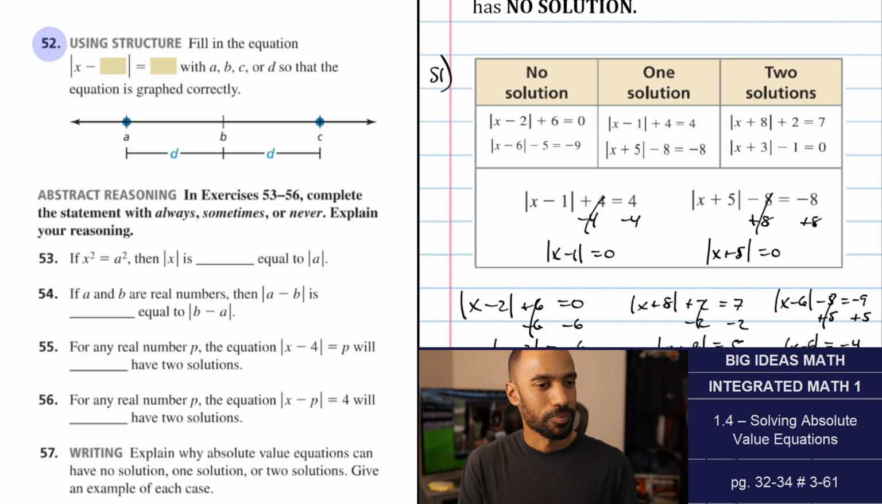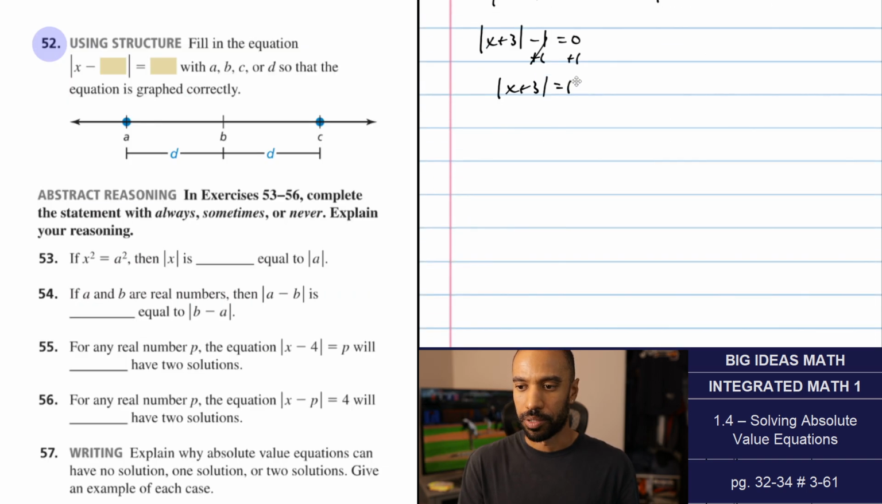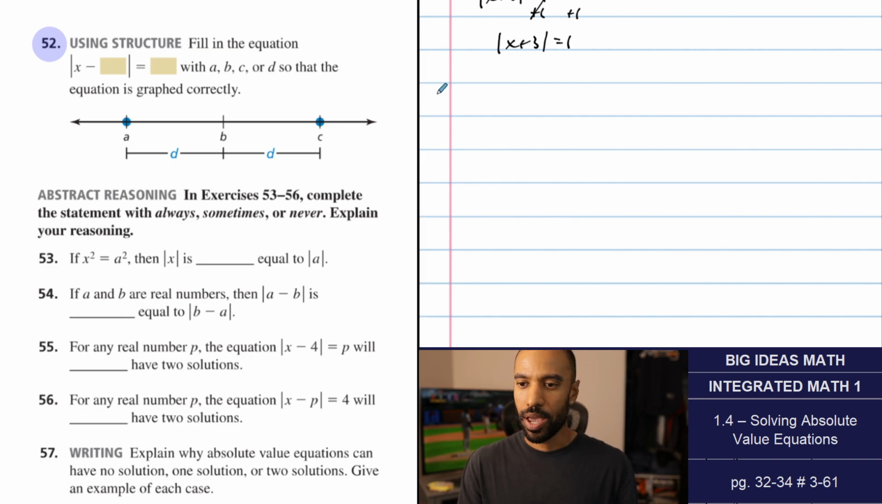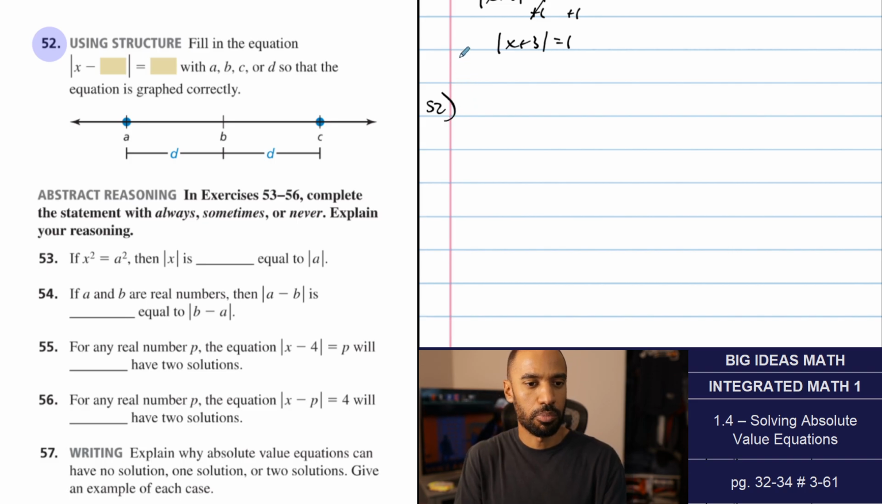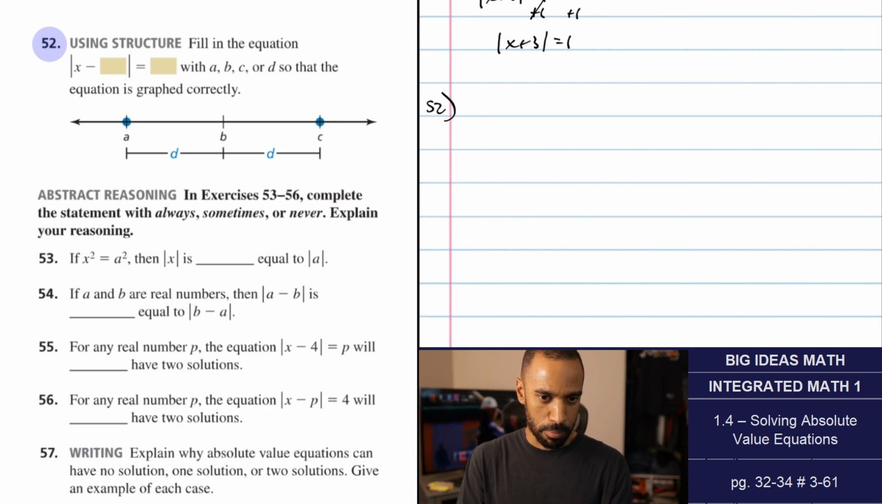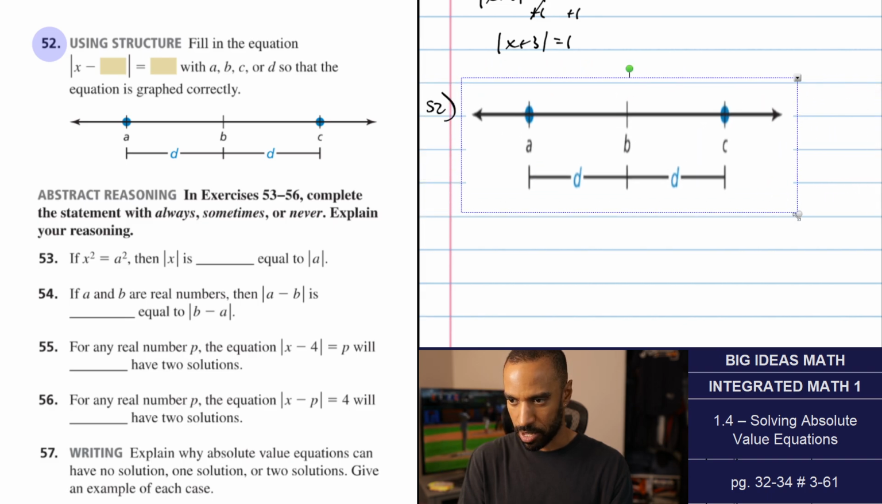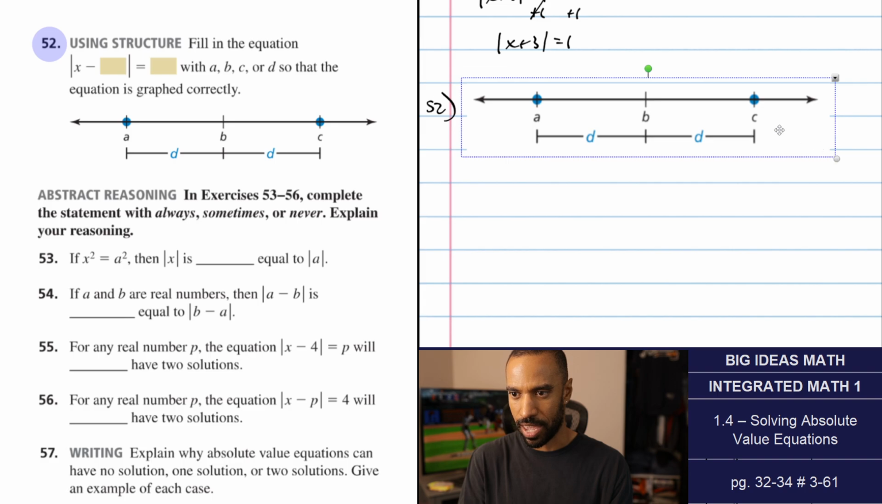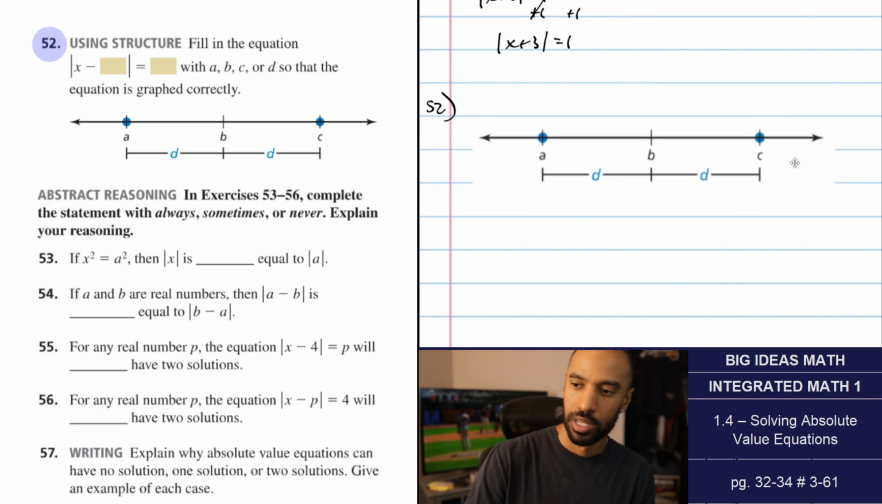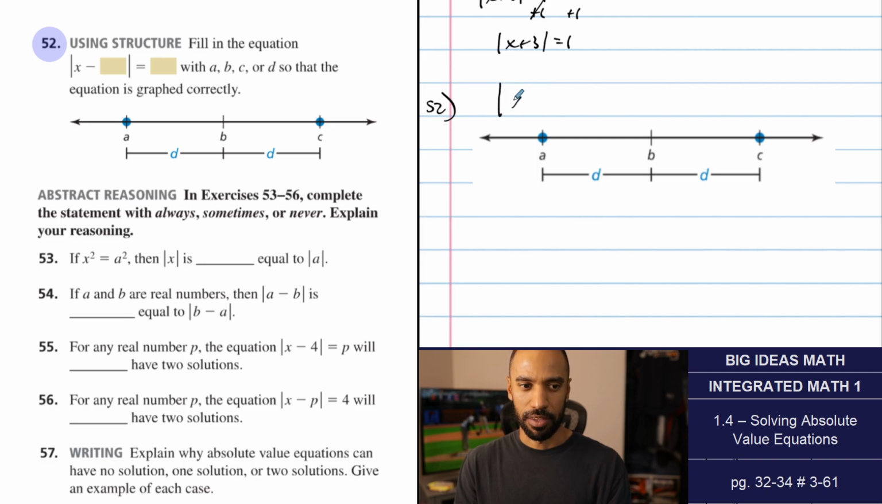10 more questions. Number 52, using structure. Fill in the equation x minus blank equals blank with A, B, C, or D so that the equation is graphed correctly. Oh, okay, so B is the midpoint. Let's copy and paste the graph looking thing. B is the midpoint value that goes inside the absolute value bit. D is the distance from that B value that we're trying to find with our 2 x values of A and C. So as far as this goes, this would be like absolute value of x minus B equals D.